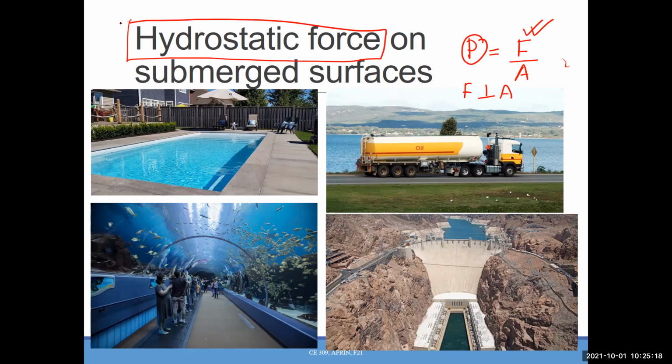Now this hydrostatic force can be on any type of surface. So I just chose a few examples here. The very first one is what? This one? A swimming pool here, right? Now the wall of the swimming pool for this picture, do you think that is vertical or is it kind of inclined?